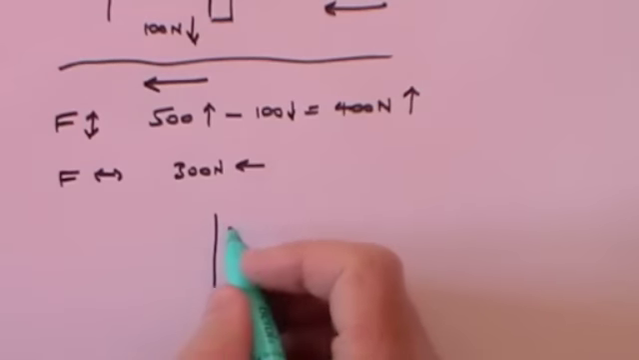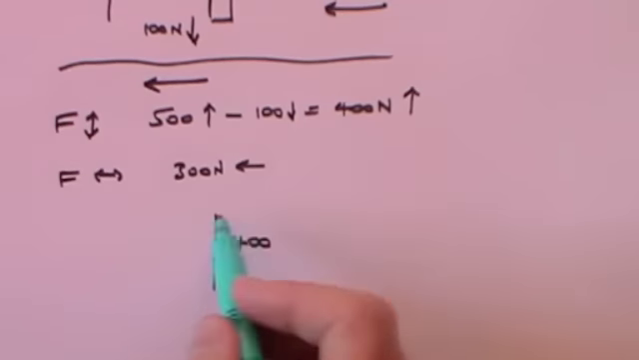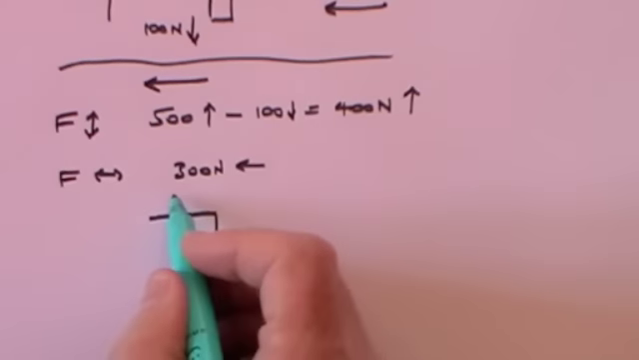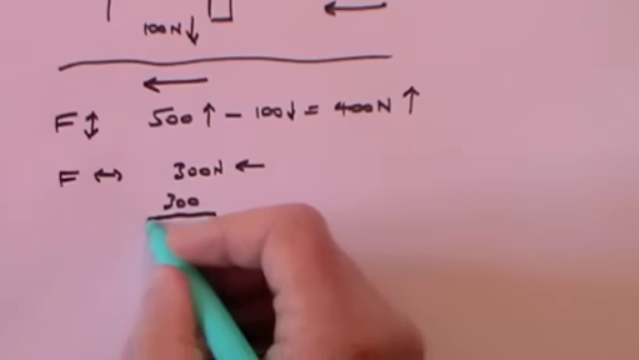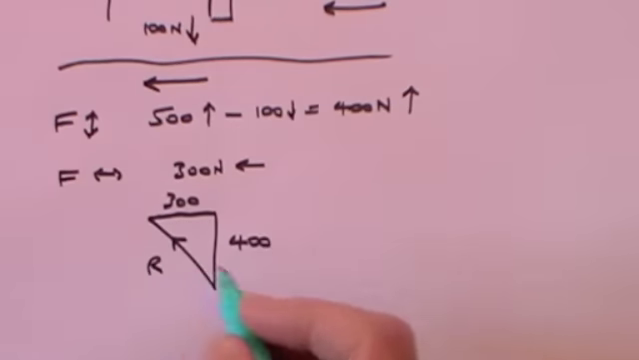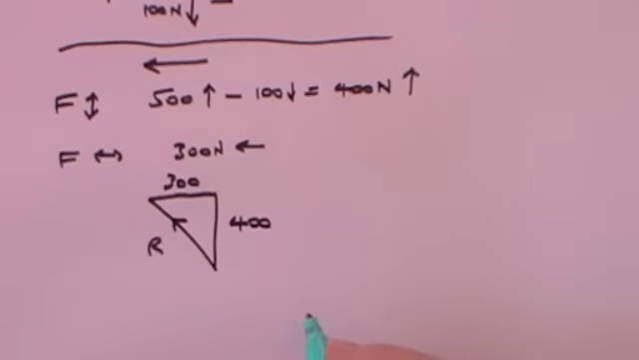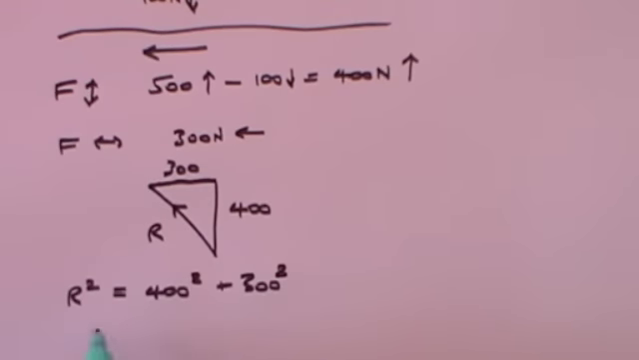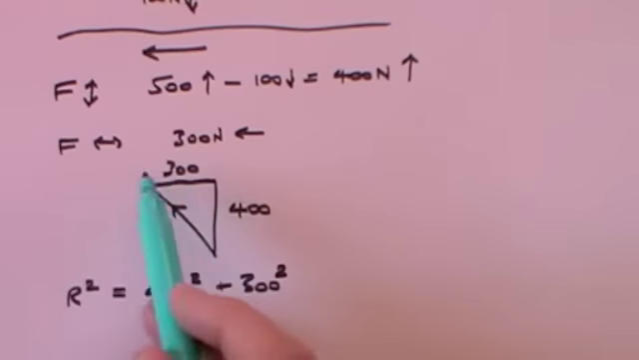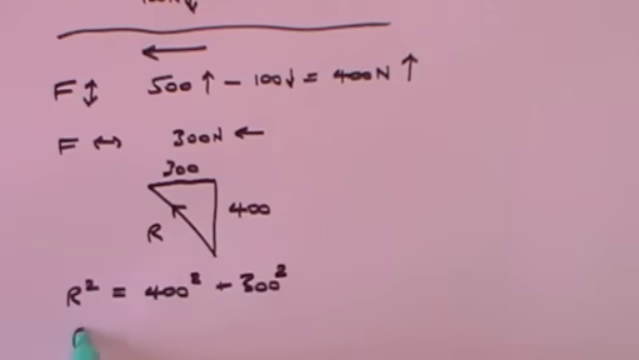Essentially, we've got a force of 400 going north, we've got a force of 300 going west, if you like, and the resultant will be R. And once again, we use Pythagoras to calculate R. R squared is going to be 400 squared plus 300 squared. And if you work that out, you'll find, of course, this is essentially a 3, 4, 5 triangle, so you don't really need to do it. R equals 500 newtons.